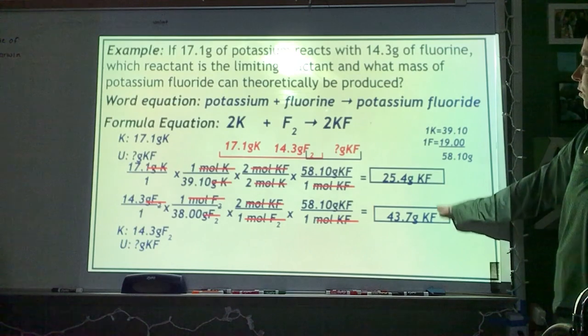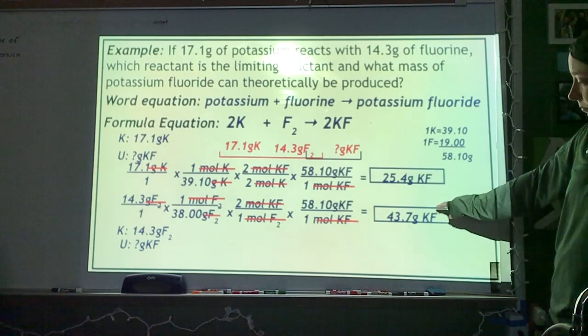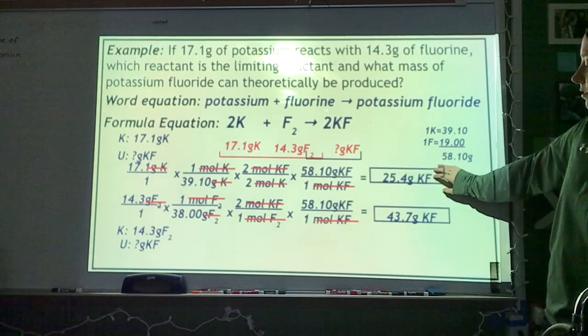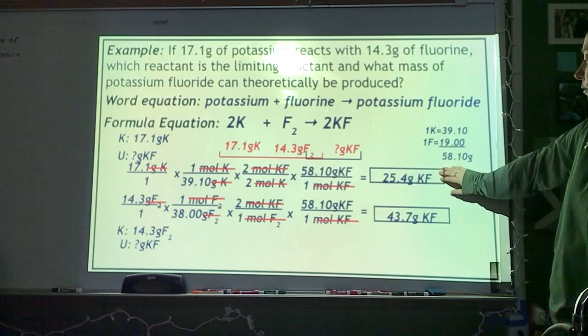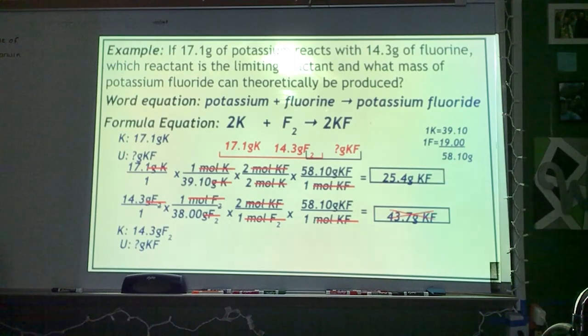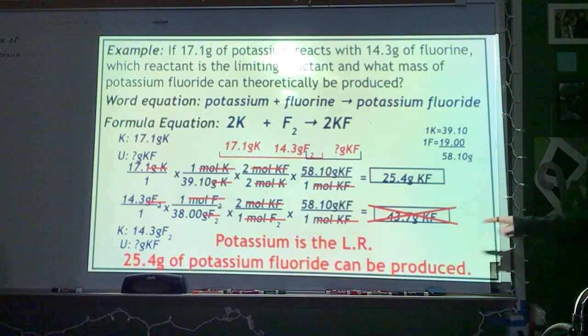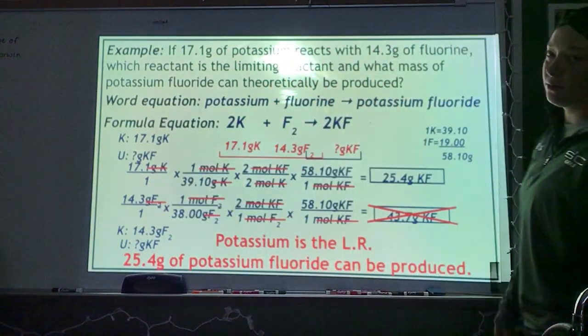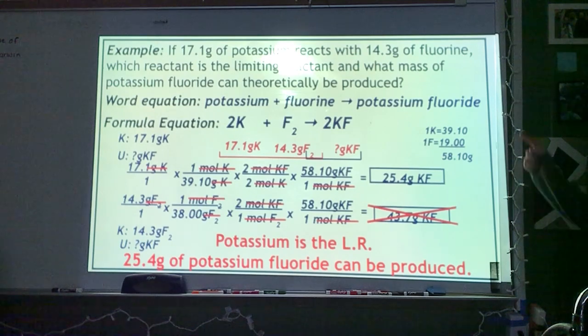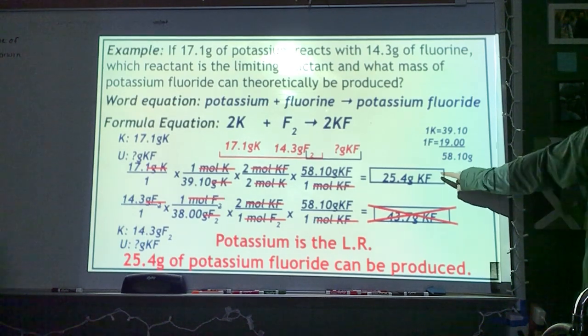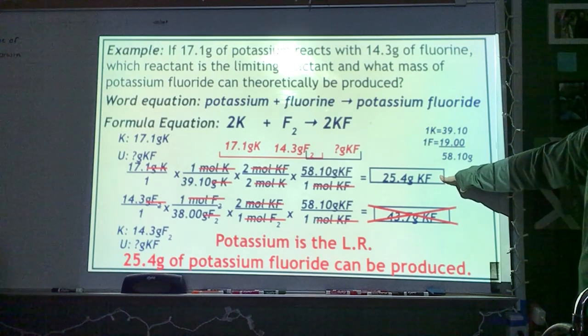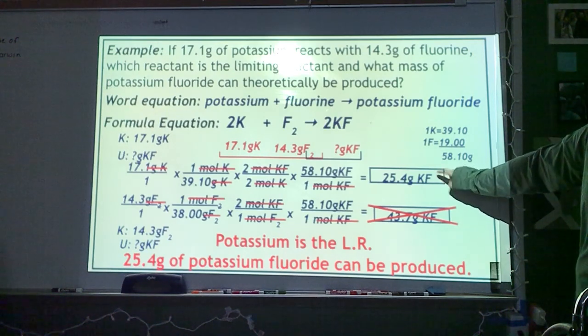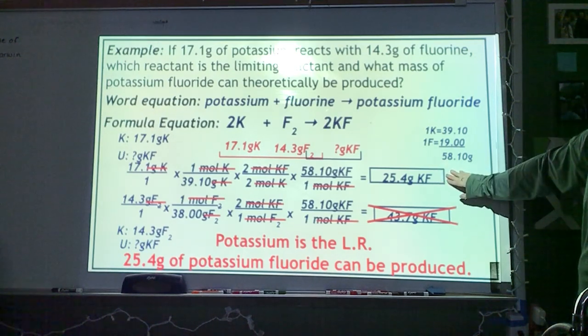Okay, so we have our two theoretical yields here. We always want to pick the smaller one because that's what we're going to run out of first. So that's telling us potassium, because that's our known here, is our limiting reactant. That's what we're going to run out of first, meaning we're going to have leftover or excess fluorine. It also says we can only make 25.4 grams of potassium fluoride possible.